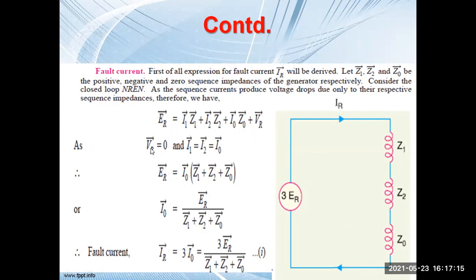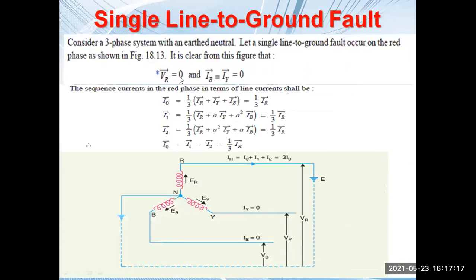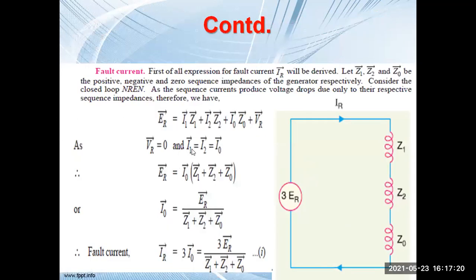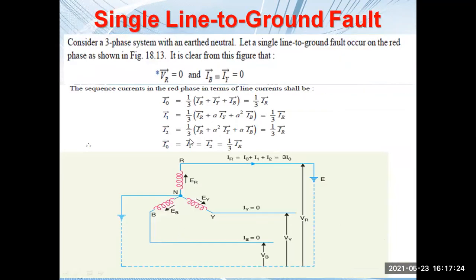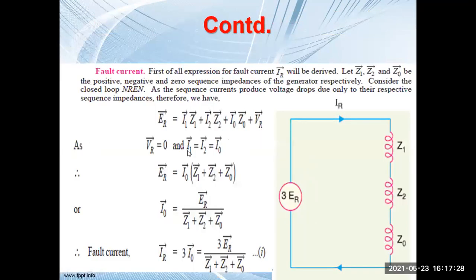So VR equal to 0, and I1 equal to I2 equal to I0, because from here we can see I0 equal to I1 equal to I2 equal to 1/3 IR. So all are equal basically. So you can write ER equal to I0 into Z1 plus Z2 plus Z0. So I0 will be equal to ER by Z1 plus Z2 plus Z0. So I0 you have calculated.